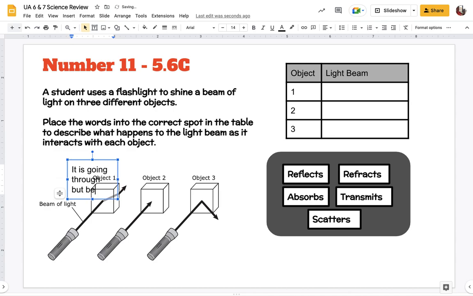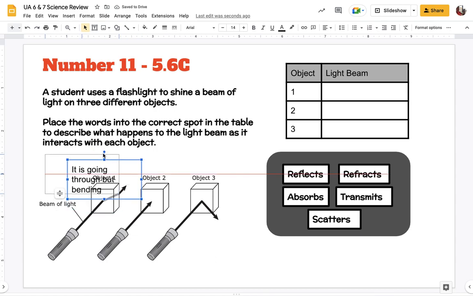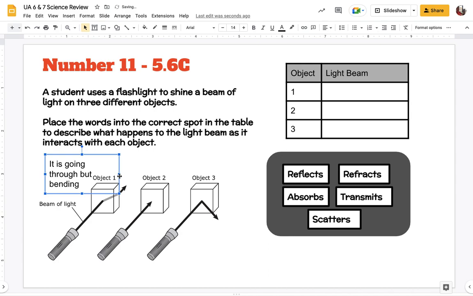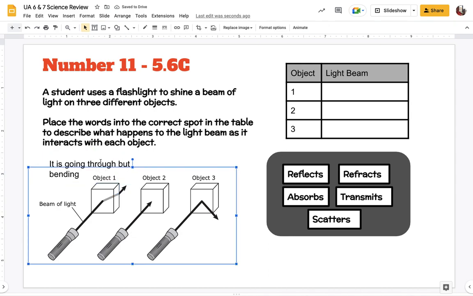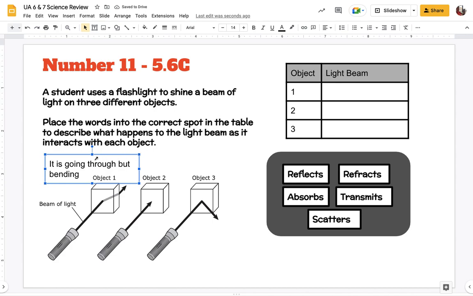But bending. Okay, and we'll talk about what that means here in just a second. So let me do, it's going through, but it's bending. I might need to make this a little bit smaller. There we go. Okay.